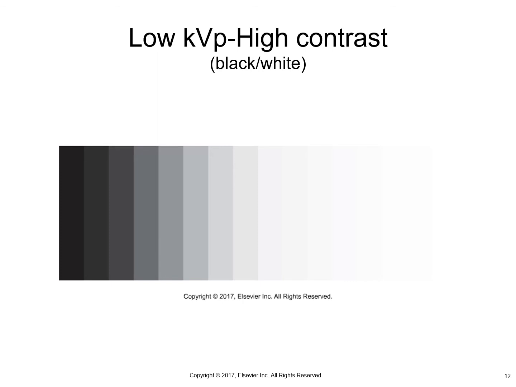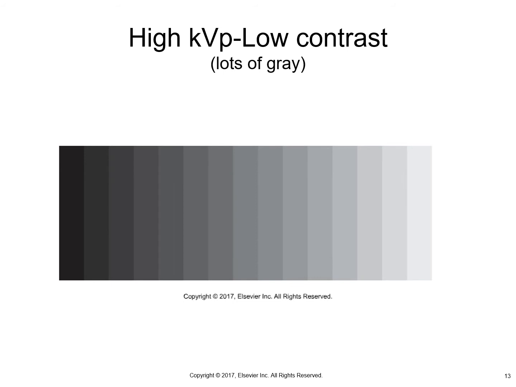Here's an example of a high contrast, low kVp scale. You can see there aren't very many shades of gray, and it's pretty black and white. Whereas high kVp, low contrast, has a much longer scale with lots of grays in between.